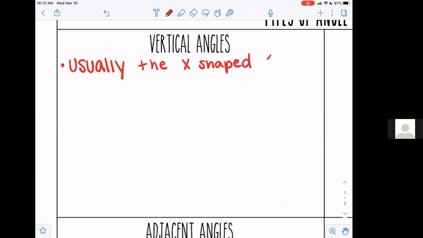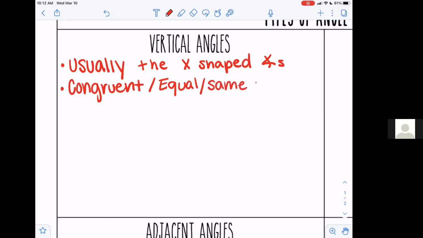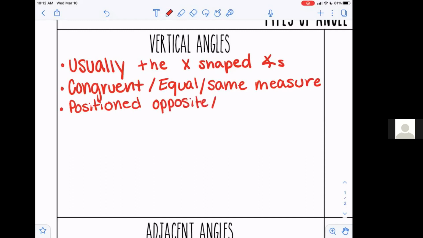So whenever you see that X-shaped, think about the 2 V's, one on top of the other or side by side. We know that these guys are always congruent. Remember that word congruent means equal, or you can think about them having the same measure. That's what those vertical angles are good for. They are positioned opposite one another. And again, we can think of that as the word across. They are opposite and across.